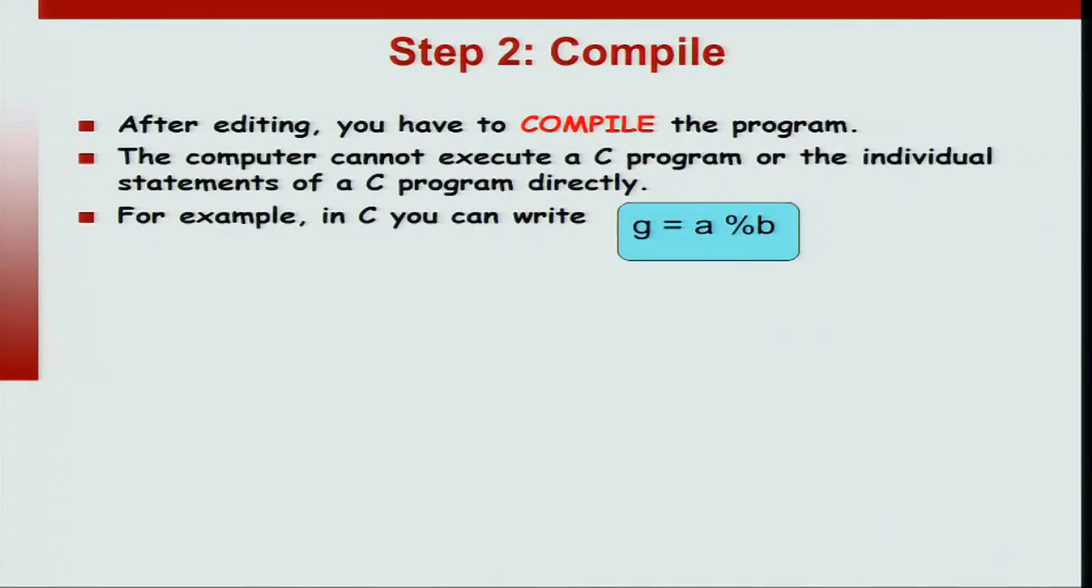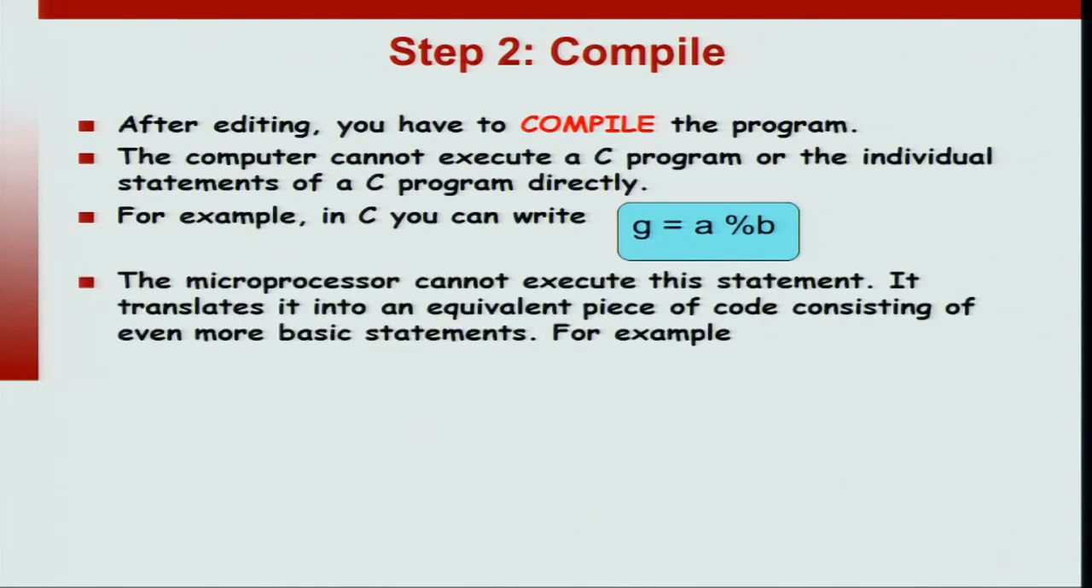For example, let's say that in C you can write G = A%B. The percentage operator stands for modulo. So this statement says that you take A modulo B and assign it to the variable G. Now, the processor in the computer cannot execute this statement because it does not understand the C programming language.